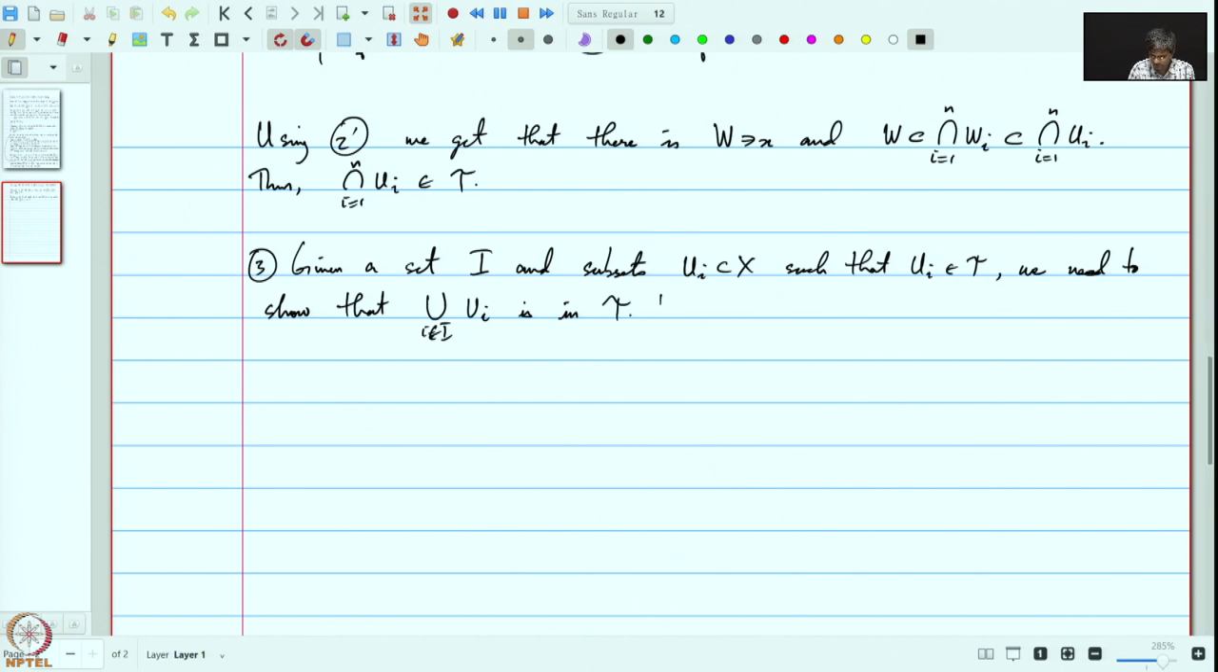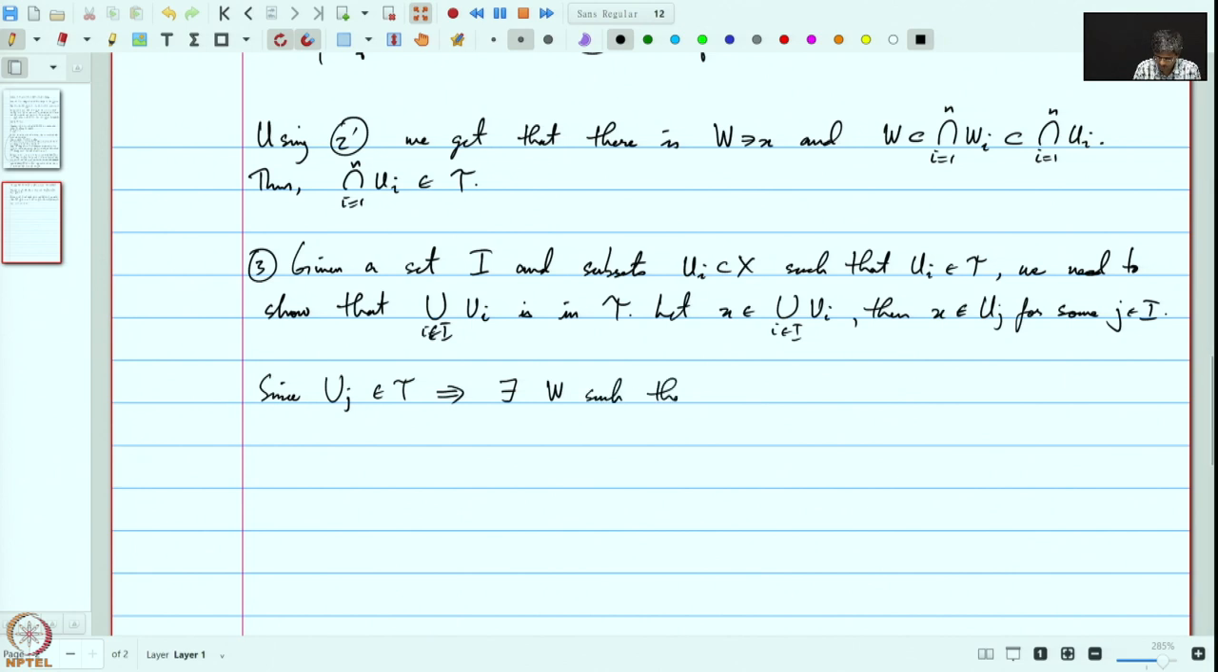So once again we do the same. Let x be an element in the union, then x is in Uj for some j in I. And since Uj is in tau, this implies there exists some W such that x belongs to W and W is contained in Uj, which in turn is contained in this union. So this shows that the union satisfies the defining property for tau, and so is contained in tau.